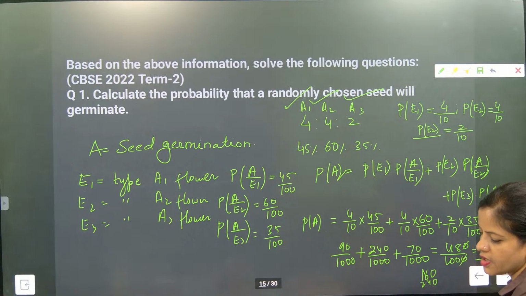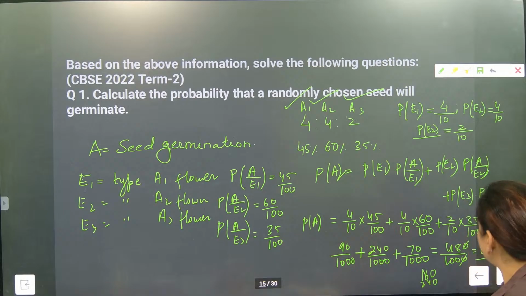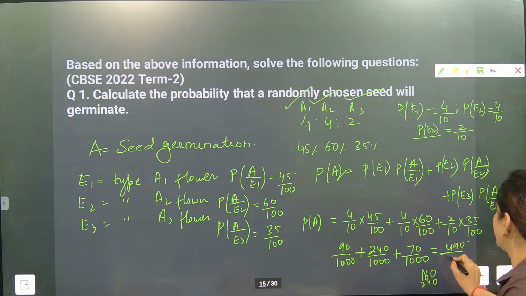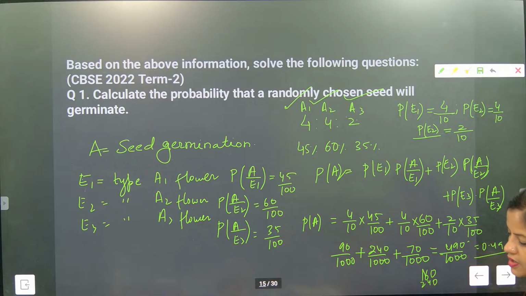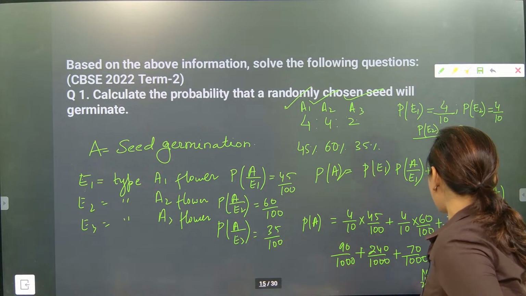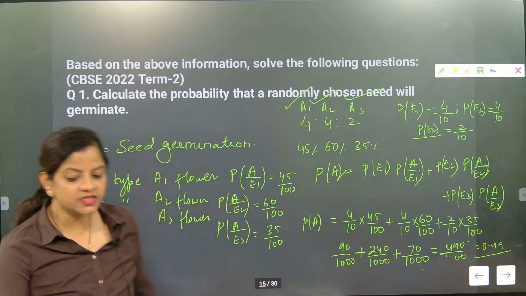So 240 plus 90 plus 70 gives 490 by 1000. So 0.49%. Okay. 0.49% is coming. So this is exactly the way we are solving. 0.49% is coming. So yes, this is 0.49.